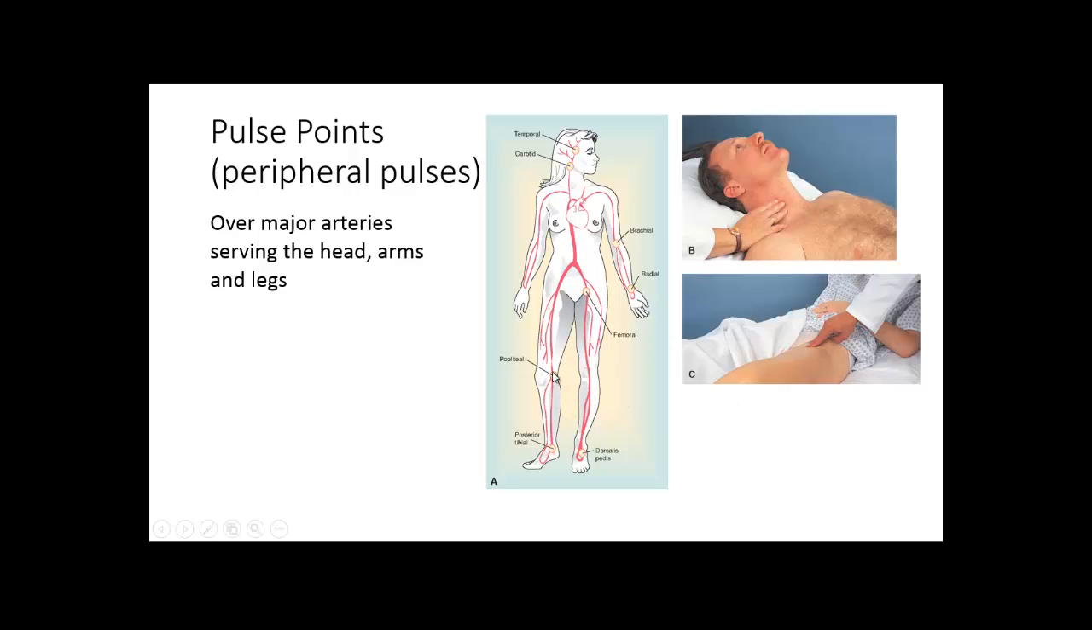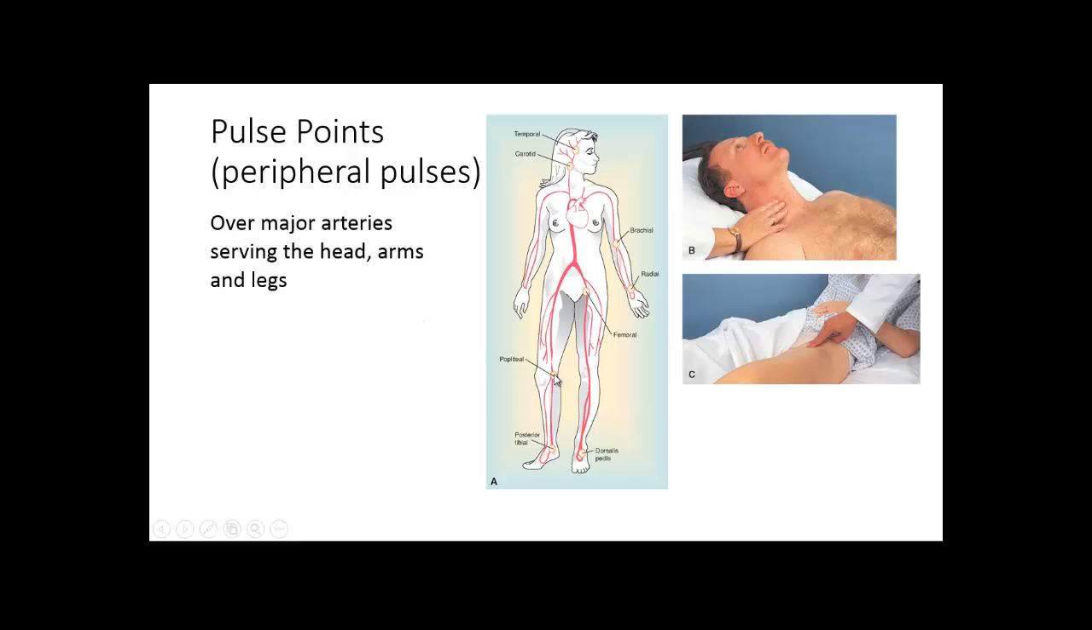Popliteal, posterior tibial, and dorsalis pedis pulses. These are pulses that we routinely check in patients that maybe had surgery, maybe a hip replacement or a knee replacement, and want to make sure they're getting good blood flow through the vessels and they don't have a blood clot as a result of surgery.